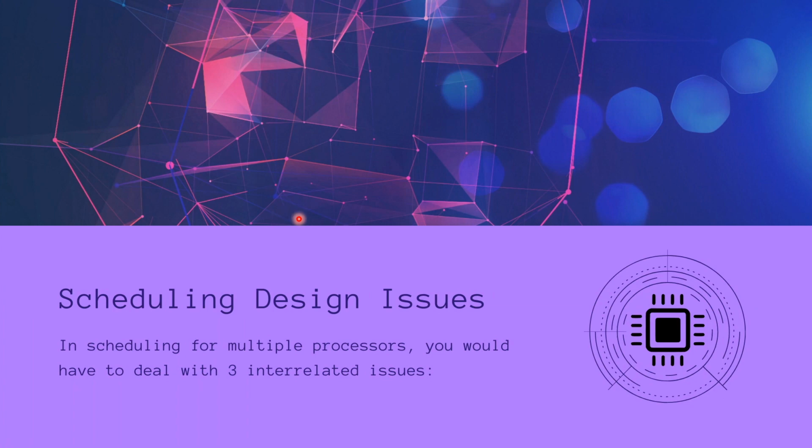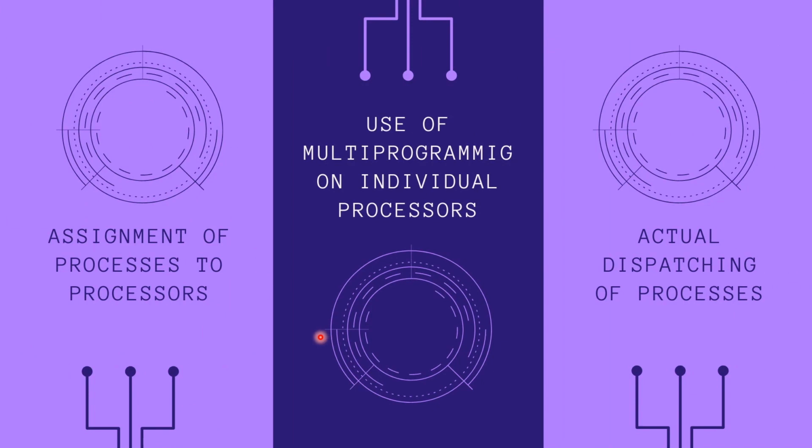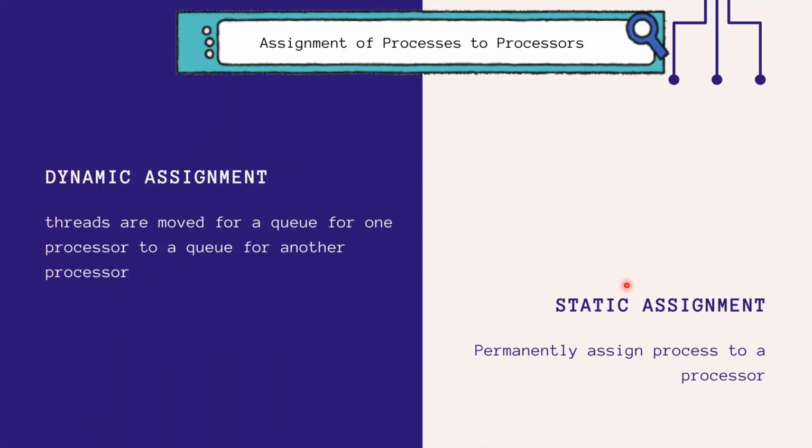Next, we go to scheduling design issues. So in scheduling for multiple processors, you would often have to deal with three unrelated issues: assignment of processes to processors, use of multi-programming on individual processors, and actual dispatching of processes. Among these three, the approaches that would have to be taken would then depend on the degree of granularity of applications and the number of available processors. So this connects with the next subtopic, which is the assignment of processes to processors.